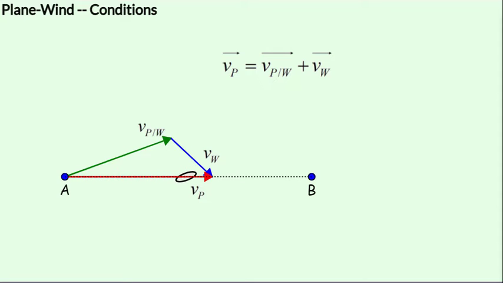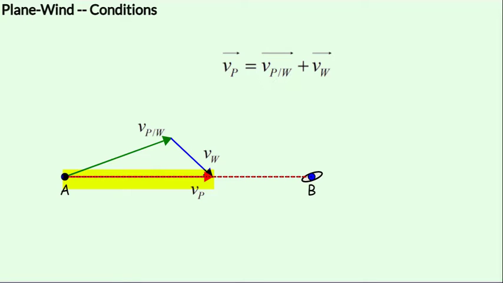We have now established the vector diagram for a plane wind scenario. You have to ensure that the velocity of the plane with respect to the ground has to necessarily be along the line joining the starting city A with the destination city B. This is a necessary condition in order to land at city B.